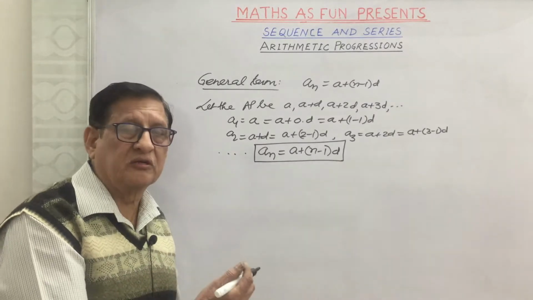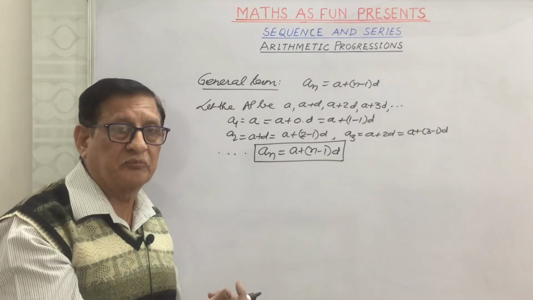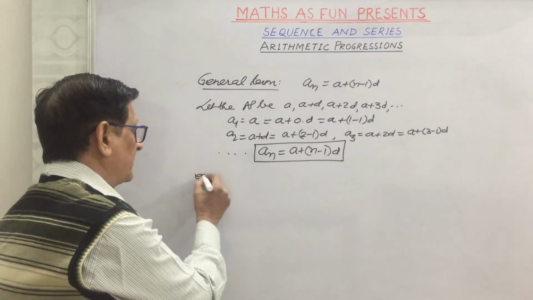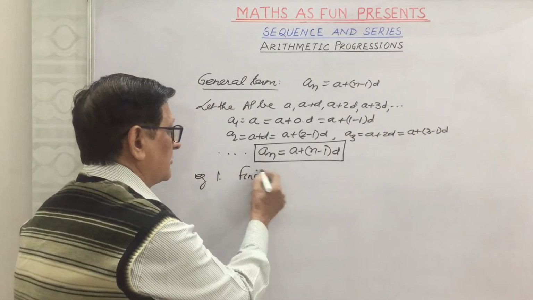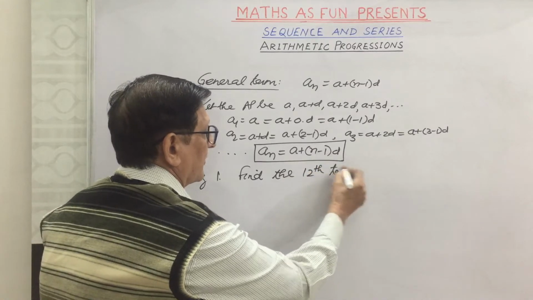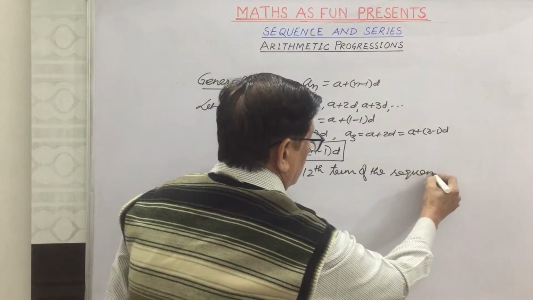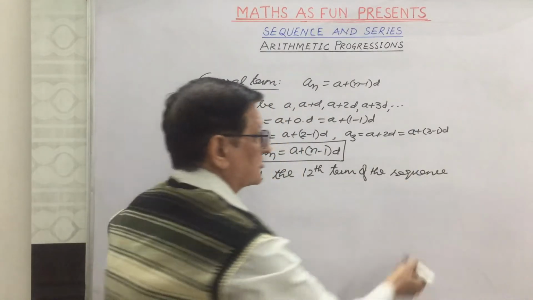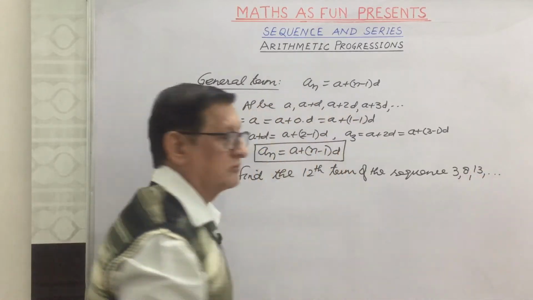We can understand the concept in a better way by taking some examples. So let's take one example here. Find the 12th term of the sequence 3, 8, 13 and so on.